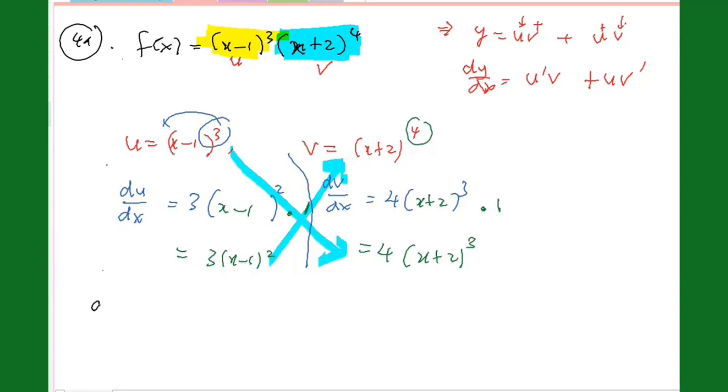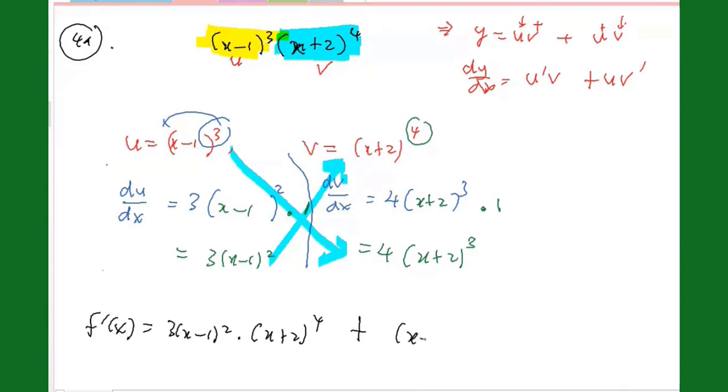So now we use dy/dx, that is f prime of x. We take 3(x minus 1) squared times (x plus 2) to the power 4, plus (x minus 1) cubed times 4(x plus 2) cubed.